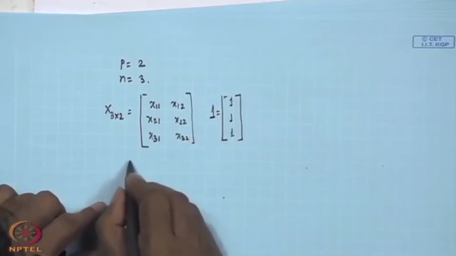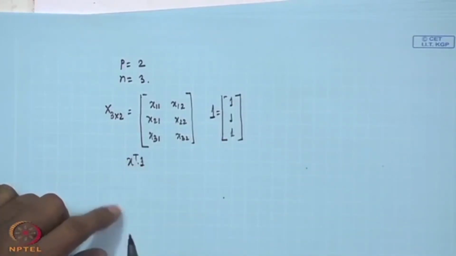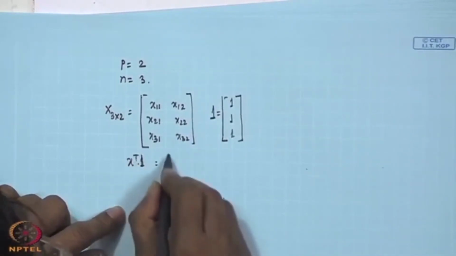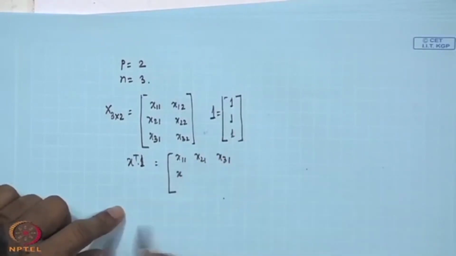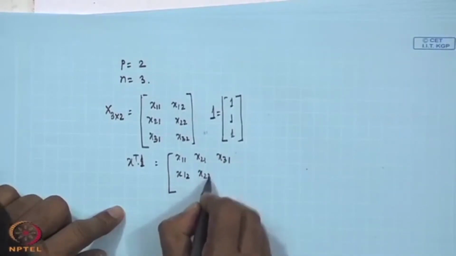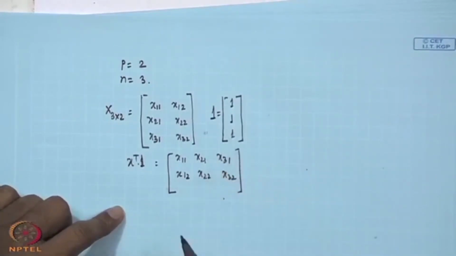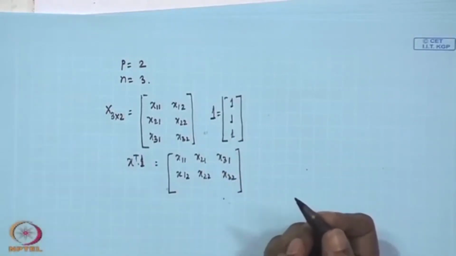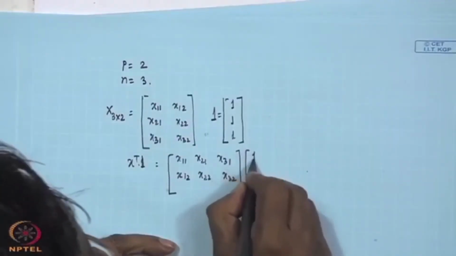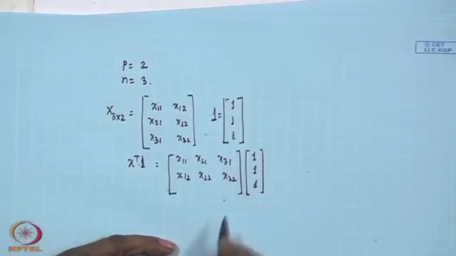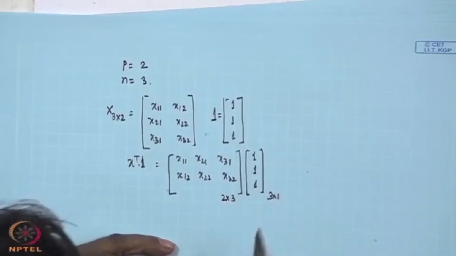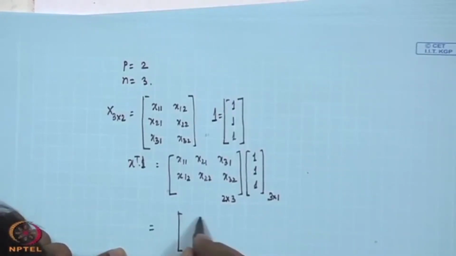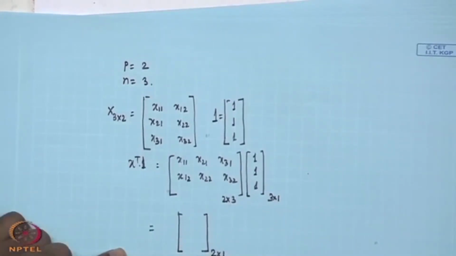So, I want to multiply x transpose 1. What I will do then: x 1 1, x 2 1, x 3 1, that is the first row, second row x 1 2, x 2 2 and x 3 2, this is my second row, because I have made the X matrix transposed. Then you multiply this by 1, 1 and 1, and we all know X transpose is 2 cross 3 and 1 is 3 cross 1. So, we will be getting a resultant matrix which is 2 cross 1.